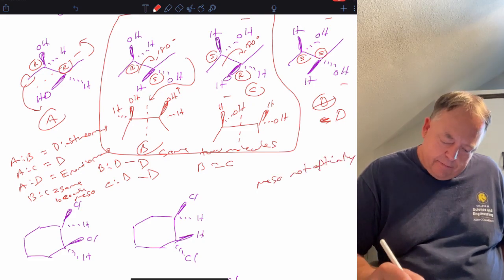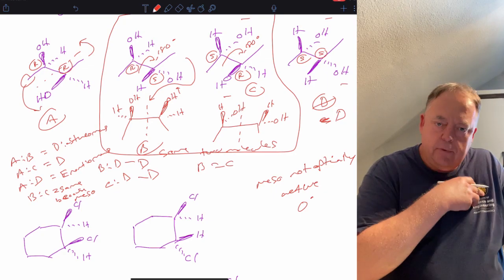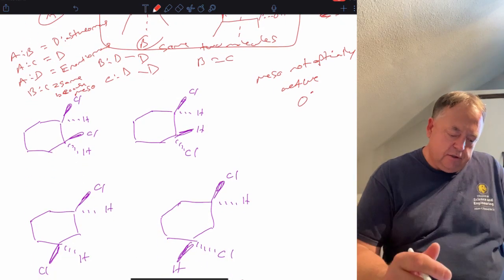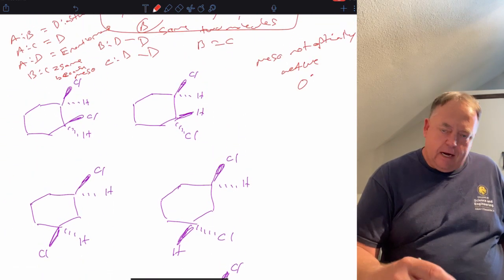And I guess I made that point. Meso compounds are not optically active, so the optical activity would be 0 degrees, right? It would not rotate plane polarized light. Okay, and so let's take these 1,2 molecules. Are they optically active or not?